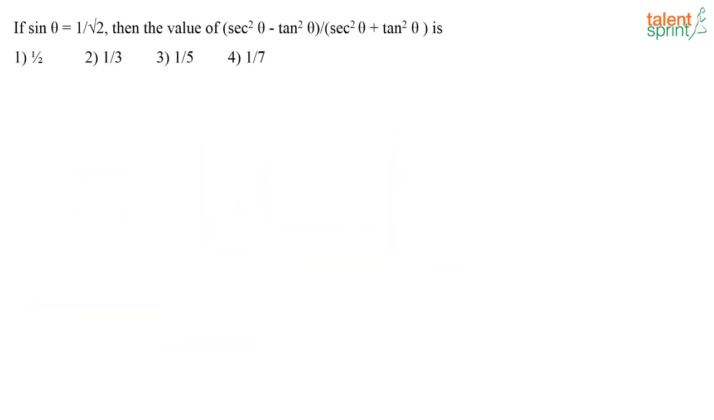Next. If sin theta is equal to 1 by root 2, then the value of (sec square theta minus tan square theta) by (sec square theta plus tan square theta) is dash.